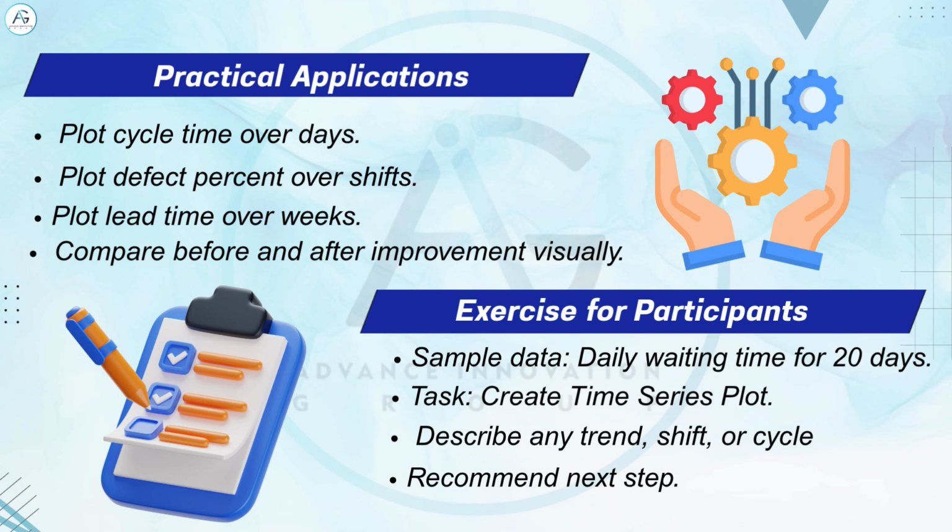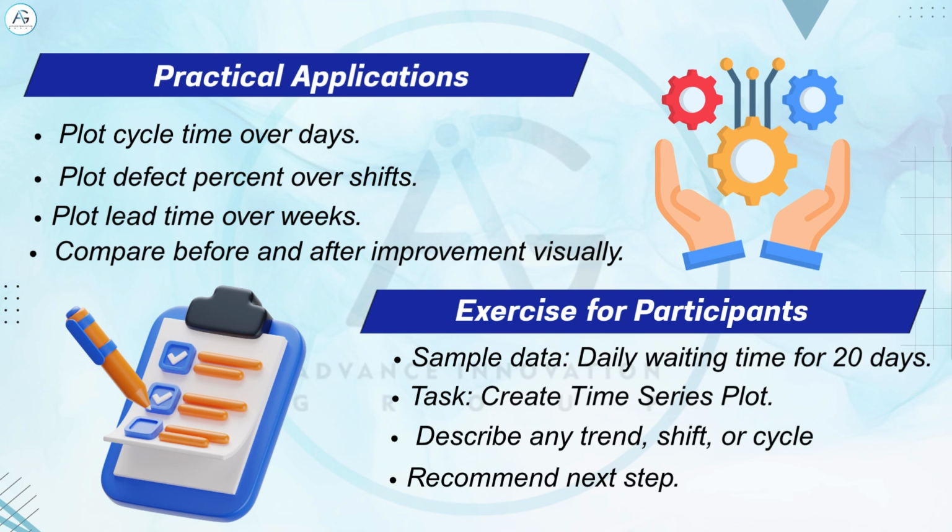Let's look at some practical ways we can apply time series plots in real process improvement work. We might plot cycle time over several days to see if our process is getting faster or slower, or track the defect percentage per shift to identify variation between teams or times of day. Another common use is to plot lead time over weeks, especially helpful when working on service or delivery improvements. These visualizations are also extremely helpful when we want to compare before and after an improvement, helping us show the impact of our changes clearly.